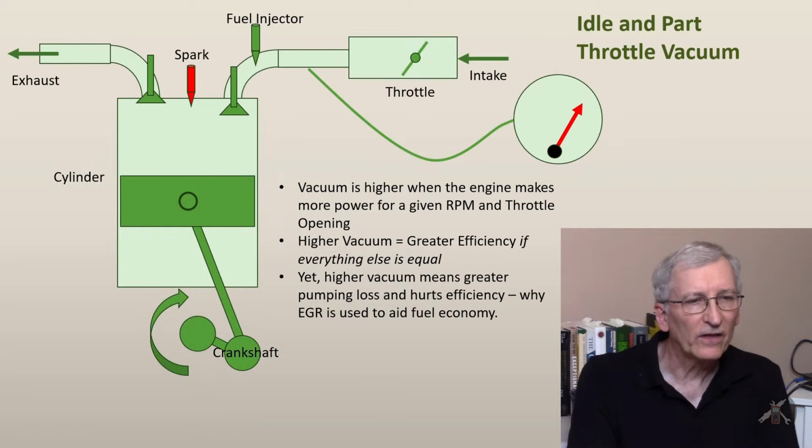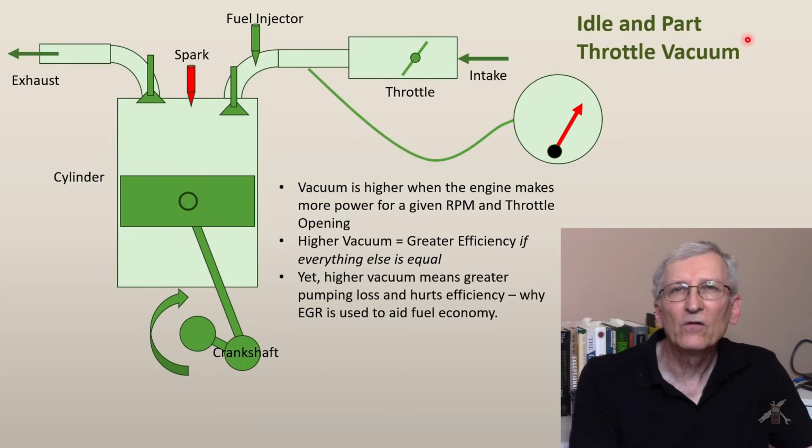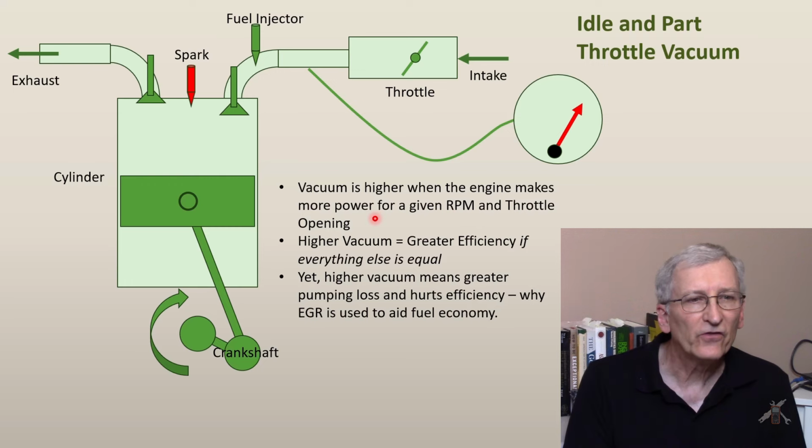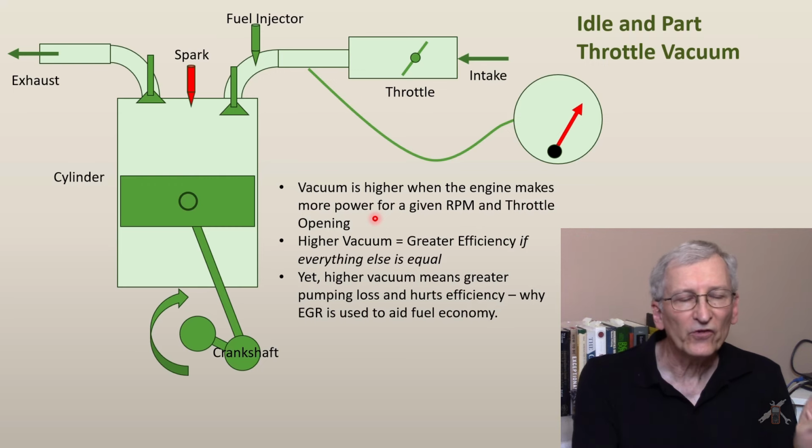So let's dig into that just a little. If I'm at idle or I'm at part throttle, say cruising at 60 miles an hour, basic principles with vacuum: the vacuum really is an indicator of the efficiency of the engine at that instant, with all other things being equal. Vacuum is higher when the engine makes more power for a given speed and throttle opening.